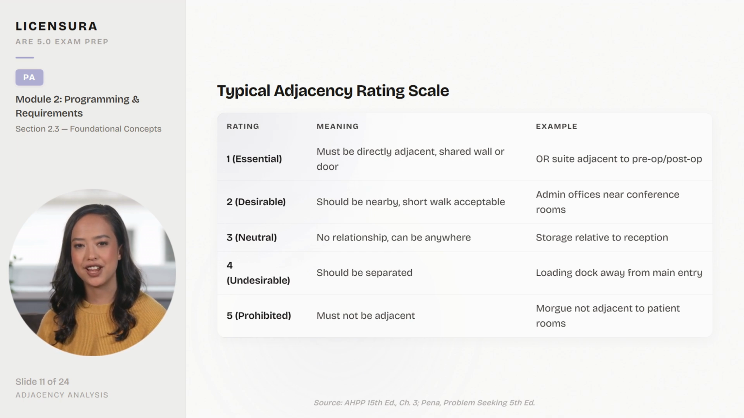Undesirable means these spaces should be separated. Loading docks away from the main entry. And prohibited means these must never be adjacent. A hospital morgue must never be next to patient rooms. The exam loves asking what essential adjacency actually means in practice.